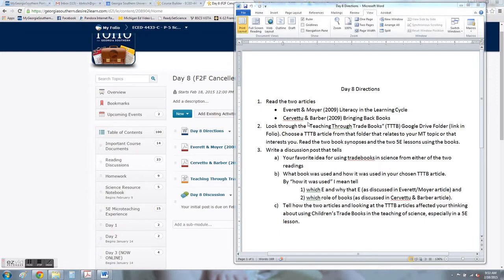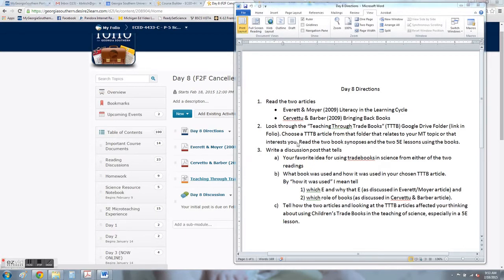Then I would like for you to use the link to a Google Drive file I have created called Teaching Through Trade Books. This has a whole bunch of examples of Teaching Through Trade Books articles that have come out of Science and Children. What I'd like for you to do is choose the article from the folder that most relates to your micro-teaching topic or that interests you, because there won't be one for everybody that relates to your micro-teaching topic.